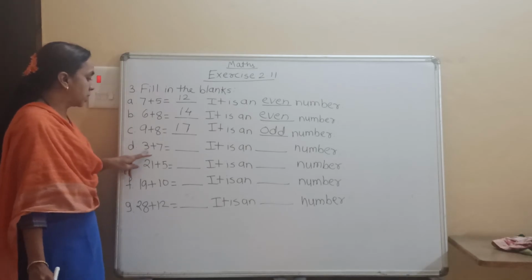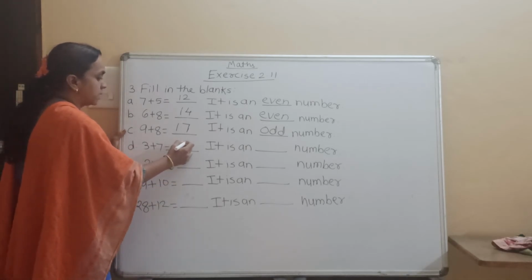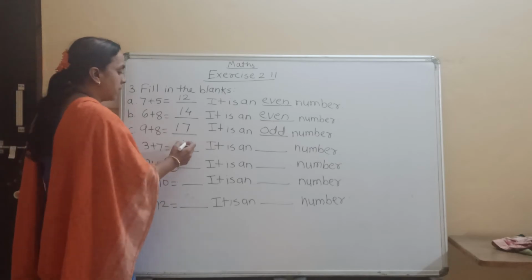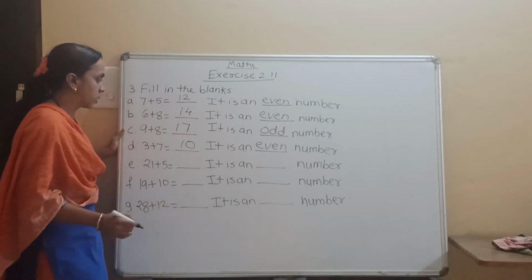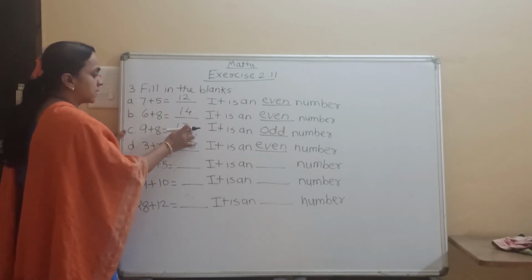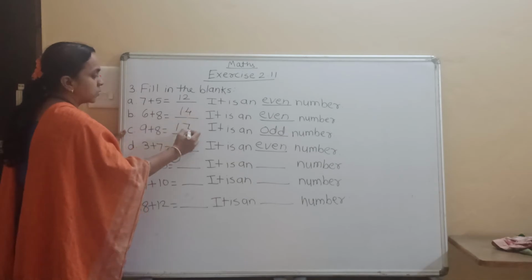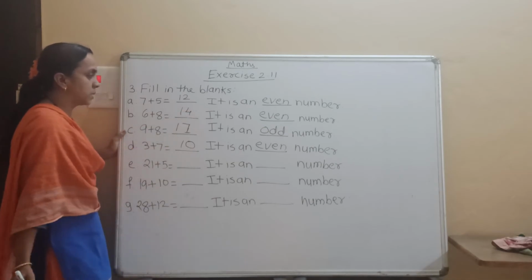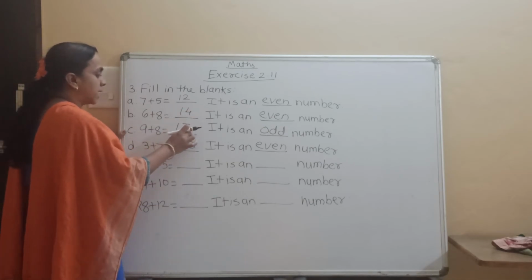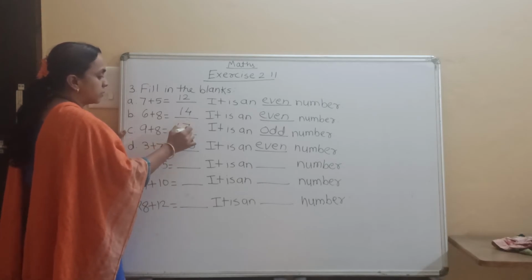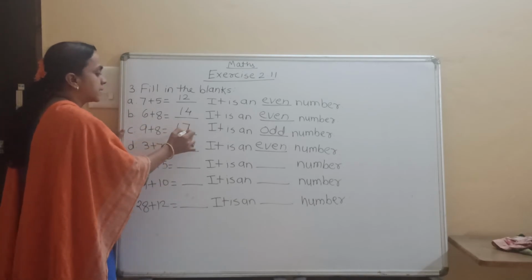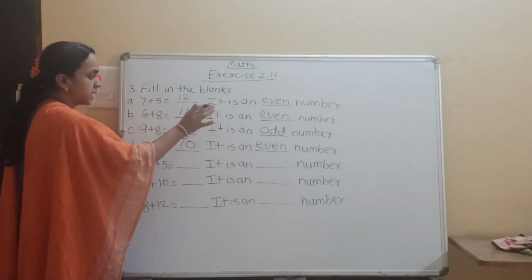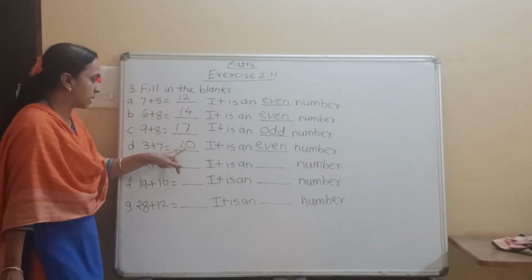Then D question is what? 3 plus 7, 3 plus 7 is 10, so 10 is an even number. If you are having any doubt, you can see the last digit, the digit at the ones place, and from that digit we can know whether it is an odd number or an even number. So here the digit 7 is there, so 7 is an odd number, so 17 is an odd number. You have to remember that.